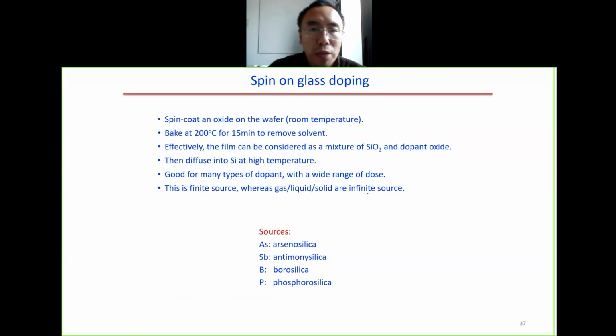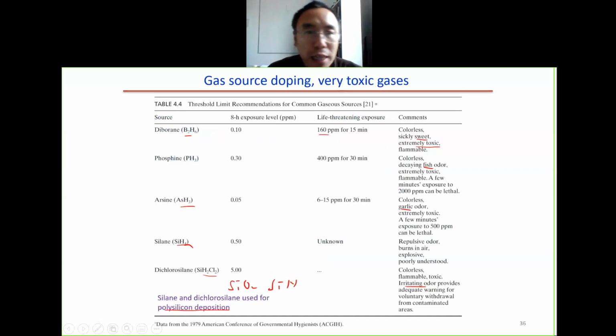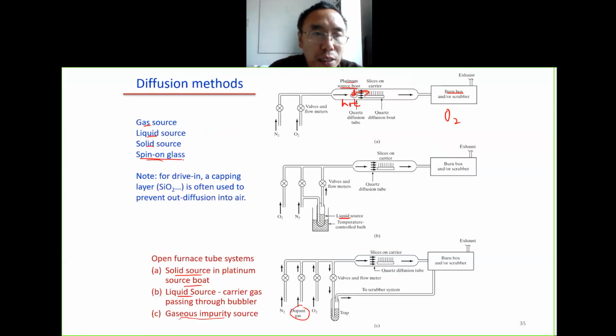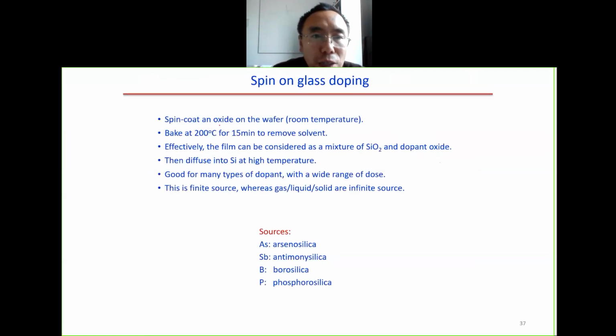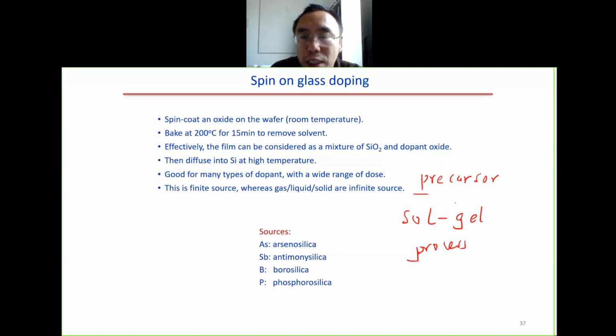So now we look at the first one, spin-on glass. How to do the spin-on glass doping. In this case, when we spin coat a film, we have this precursor. This is called the sol. I think you are familiar with this, the sol-gel process. So we have this precursor in the solvent.